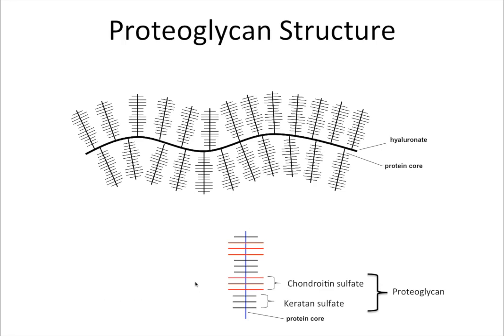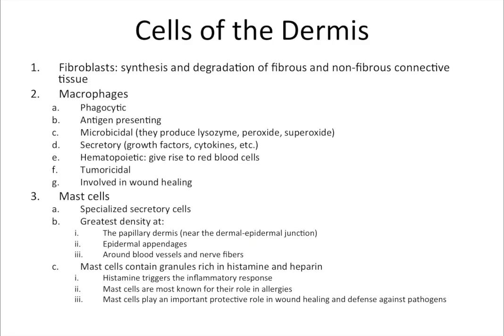So again, hyaluronic acid is really important for binding water, or essentially the proteoglycans are really important, but hyaluronic acid is used very commonly in skincare formulations due to its moisturizing properties. So the cells of the dermis, we already mentioned the fibroblast, and again, these are responsible for the synthesis and degradation of fibrous and non-fibrous connective tissue.